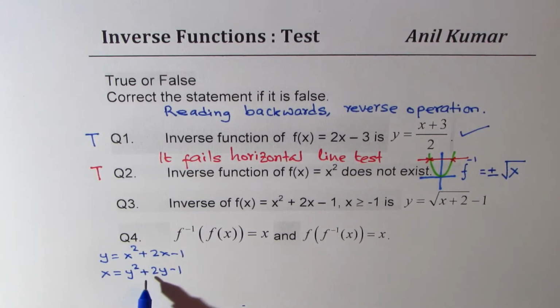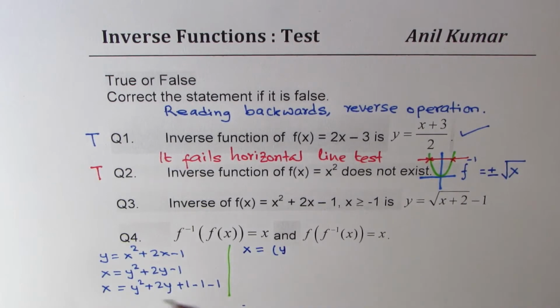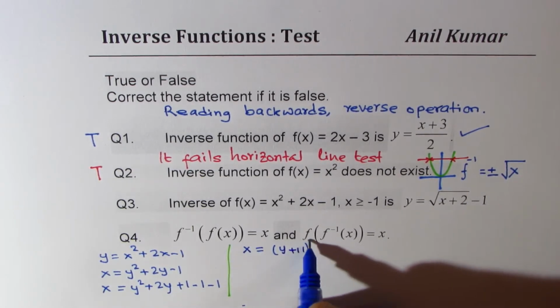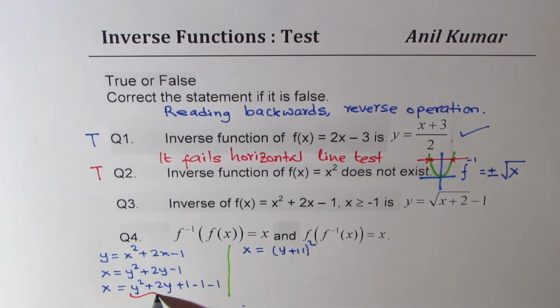Now we are completing the squares. So we could write this as x equals y squared plus 2y. We can add and subtract 1 here, right? So we'll do plus 1 and minus 1. Already minus 1 is there. Now this could be written as x equals y plus 1 whole square. So we have taken care of the first 3 terms, which are y squared plus 2y, and we are left with minus 2.